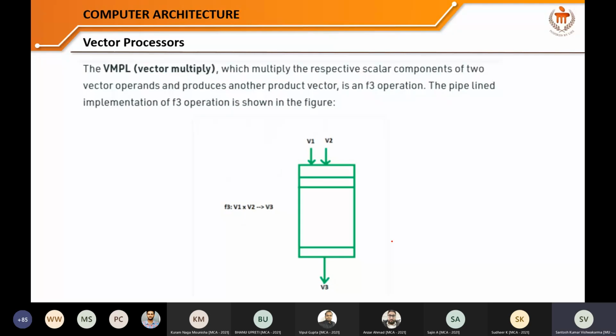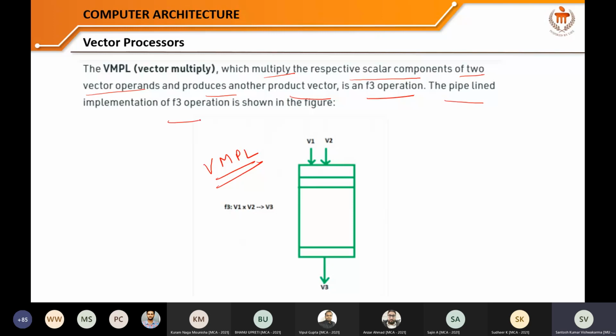The third one is a vector multiply, and it is obvious that if you are going to multiply two vectors, you are going to come up with a vector itself. So this is also known as vector multiply, VMPL in short, which multiplies the respective scalar components of two vector operands and produces another vector, the product vector, which is an F3 operation.